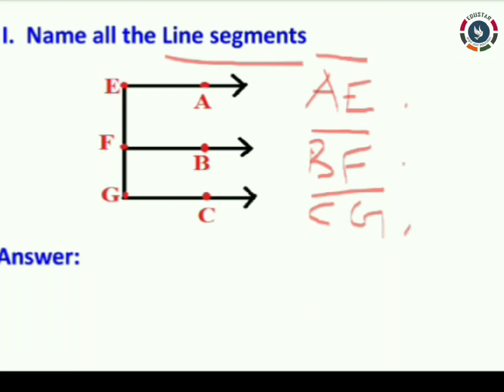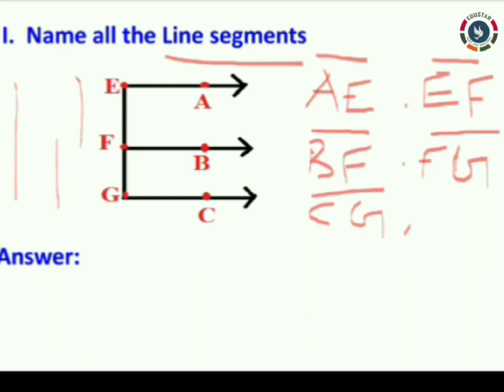No. We are having EF as one line segment. Like that, FG is another line segment. And EG is one line segment. So total you are having 6 line segments in this diagram. Now can you write the answer?